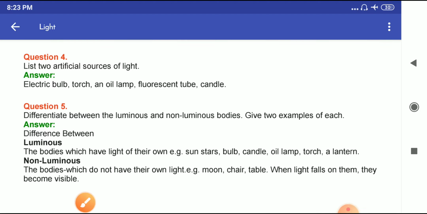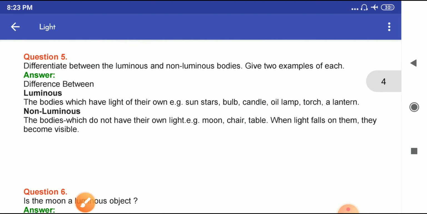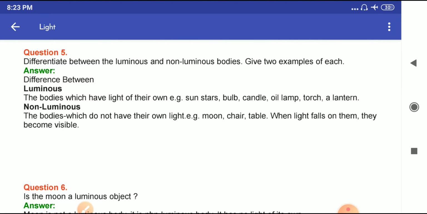All these are artificial sources of light. Question number 5: differentiate between the luminous and the non-luminous bodies. Give two examples of each.